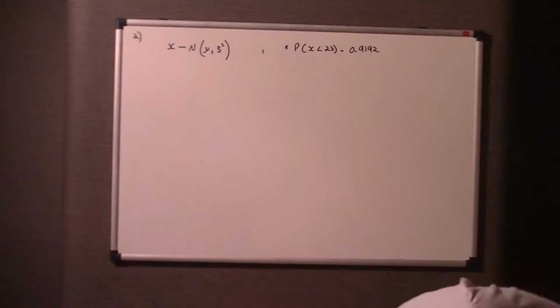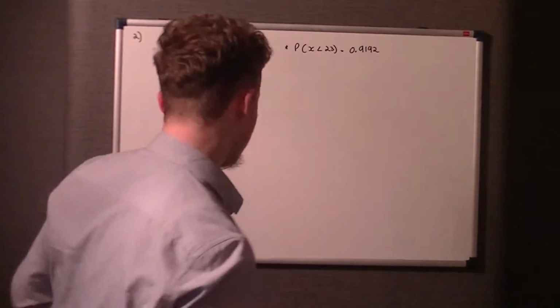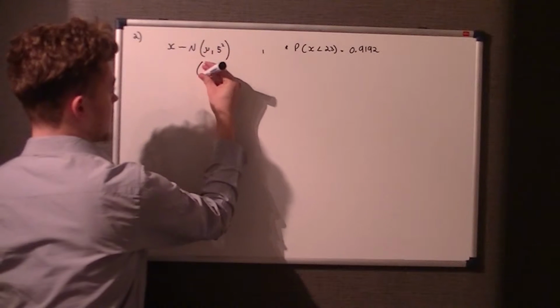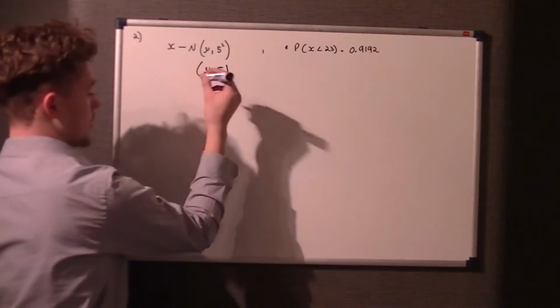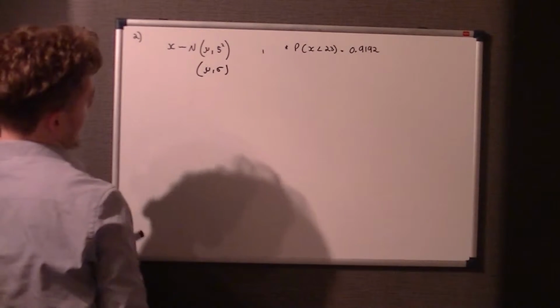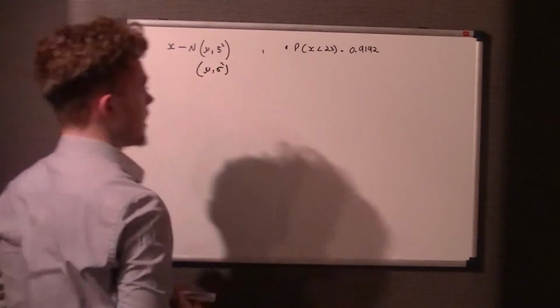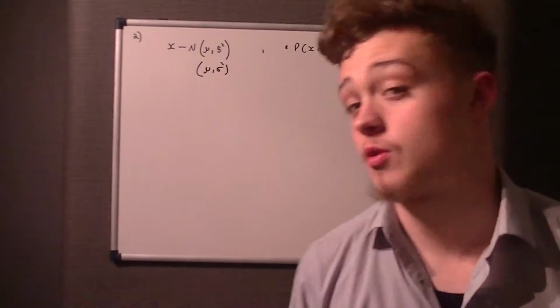They like to tell you it in this form because it tests not only that you can read it, but that you remember what the form is. It's mu, sigma squared.